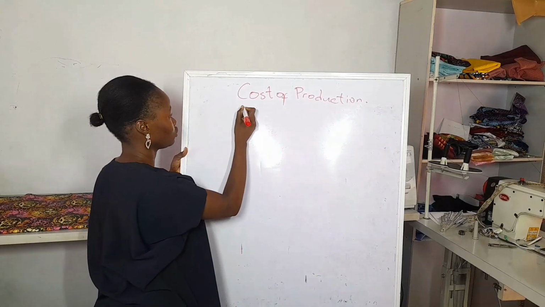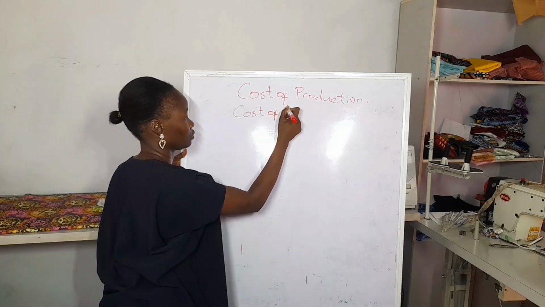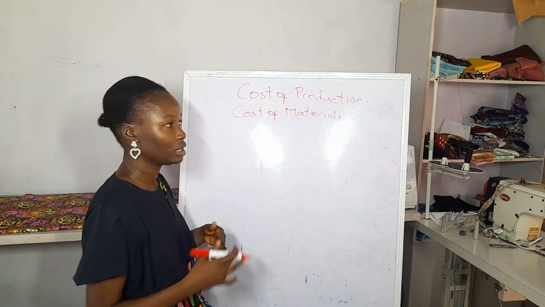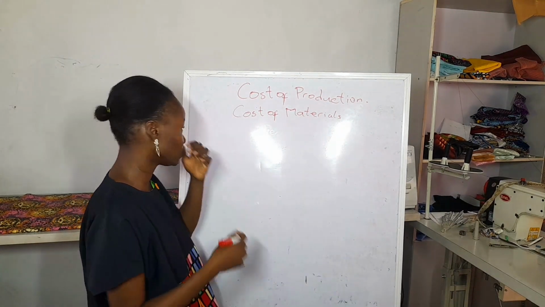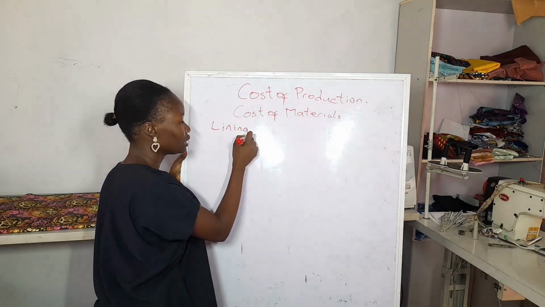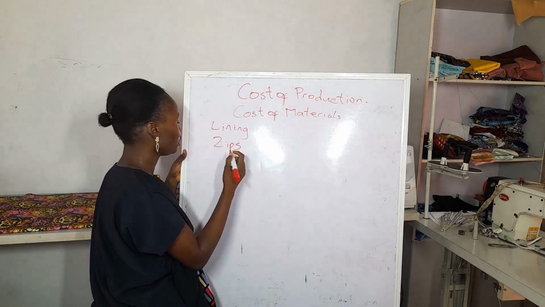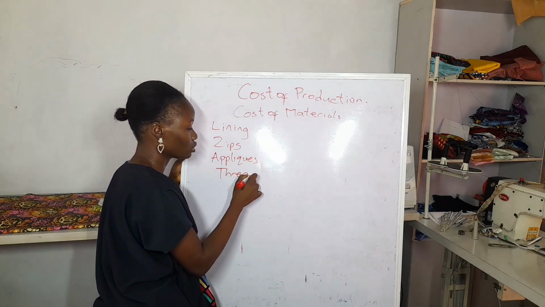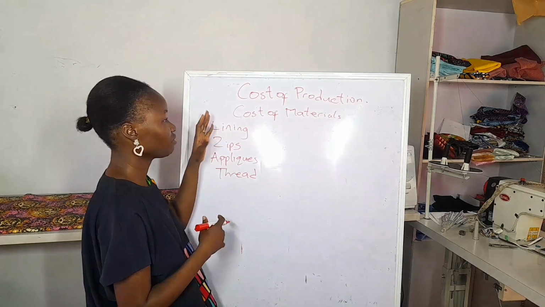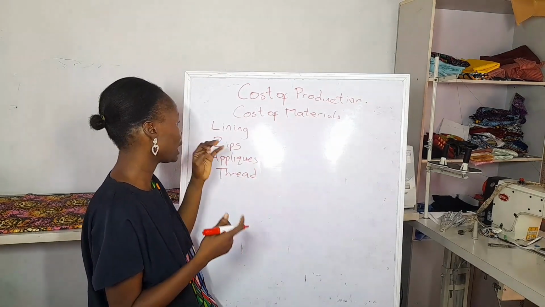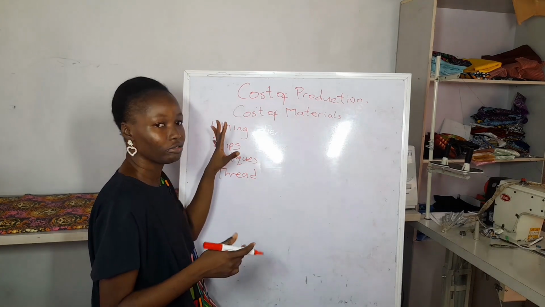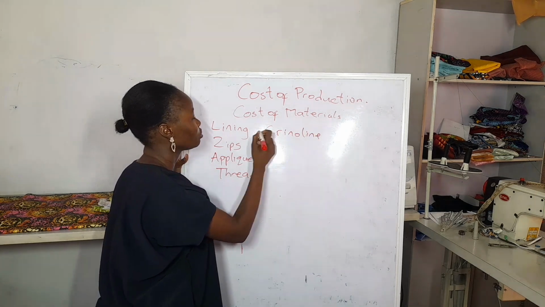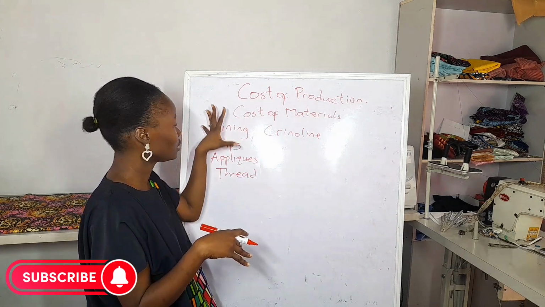So now for cost of materials, a client came to you and wants to make an asoebi. So you have to calculate your cost of materials, from lining to zips, the appliques, thread, everything you are buying to make the outfit. So for instance, I calculated everything from my lining, zip, applique, crinoline, etc. State out everything you are using, even though you have them in your shop.